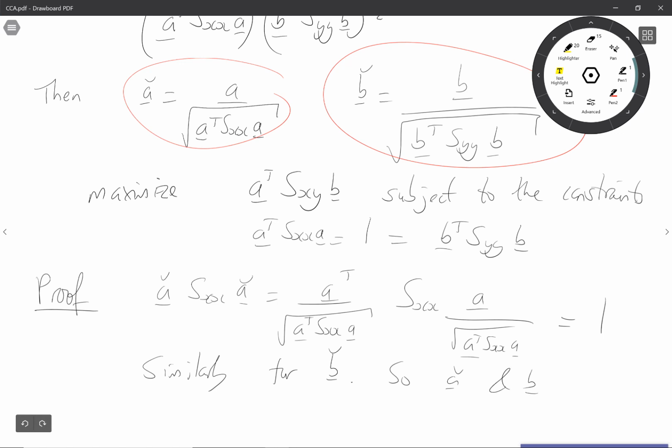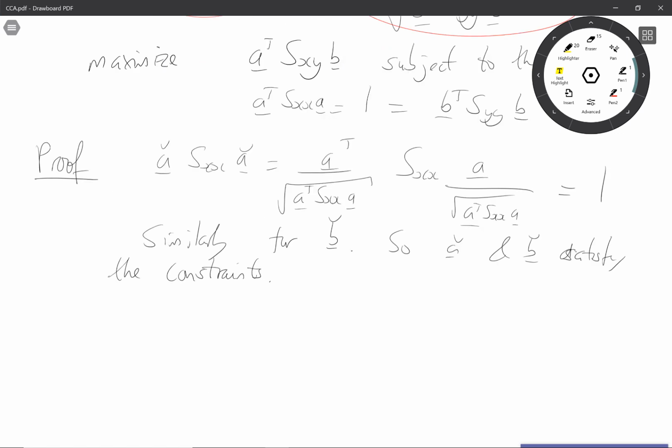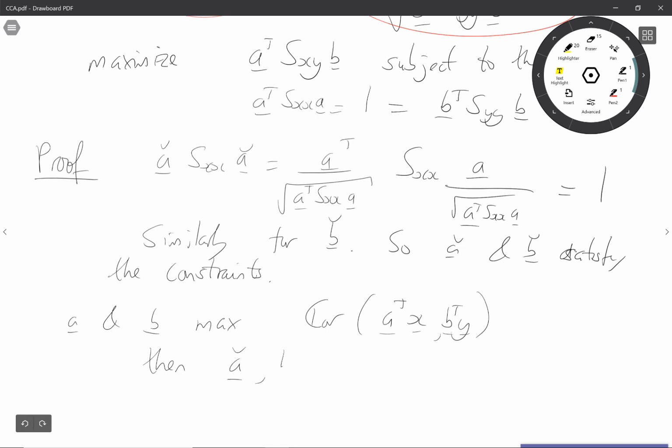So A check and B check satisfy the constraints. Then it's clear to see, by the invariance of the correlation, that if A and B maximize the correlation between A transposed X and B transposed Y, then A check and B check also maximize that correlation.